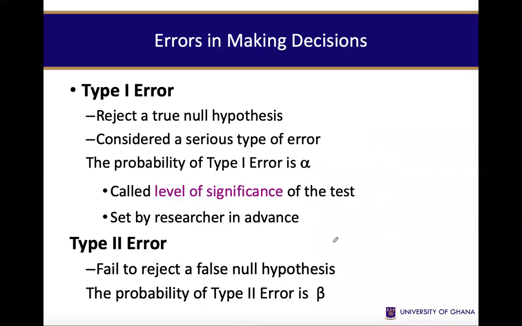So basically, what we are saying is that a type 1 error is the kind of error that is committed when you reject a true null hypothesis. And it's a very serious type of error. And the probability of committing a type 1 error is alpha. And mostly we term that alpha as what we call the level of significance.